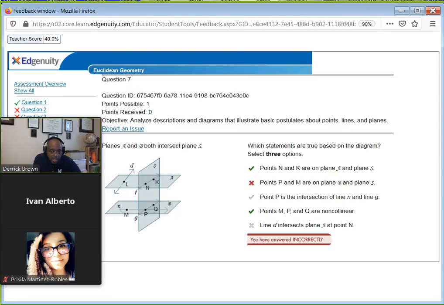All right. And then line D intersects plane A at point N. Do you see that it's actually at point L? Yeah. All right.